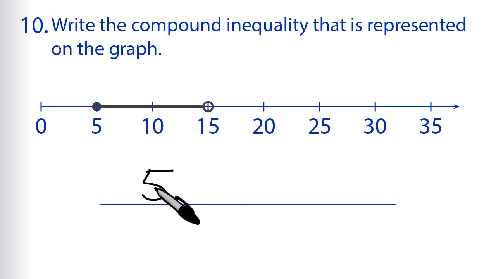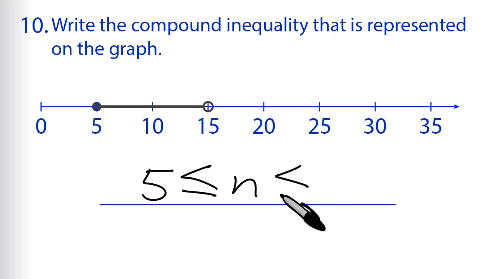But remember, we're writing this backwards. n is greater than 5, but we write it this way. n is greater than, with the big opening here towards the n, greater than or equal to 5. And n is less than 15. And we don't need the "or equal to" because it's an open circle here on 15. So this compound inequality is written as n is greater than or equal to 5 and less than 15.